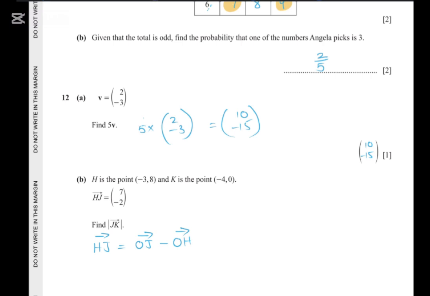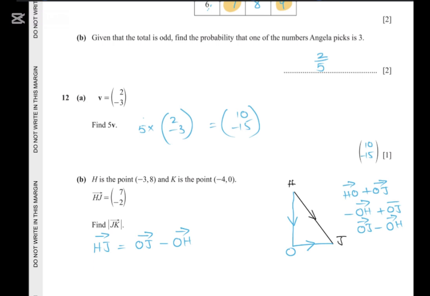Like I will explain to you. Now suppose this is vector HJ. To get vector HJ, where this is O, we have to do HO plus OJ. Now HO will be the negative of OH, the negative of the position vector of H, plus OJ. So this becomes OJ, the position vector of J, minus the position vector of H. So this is the thing we have to use here.